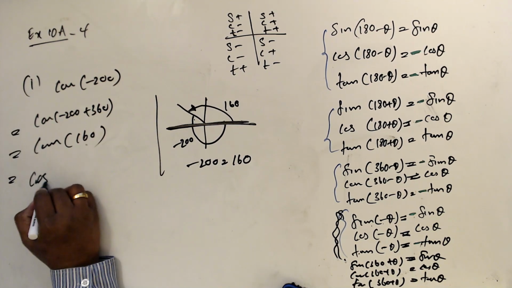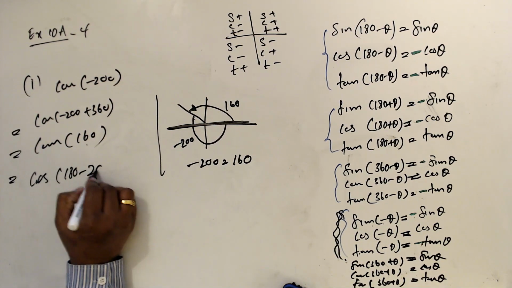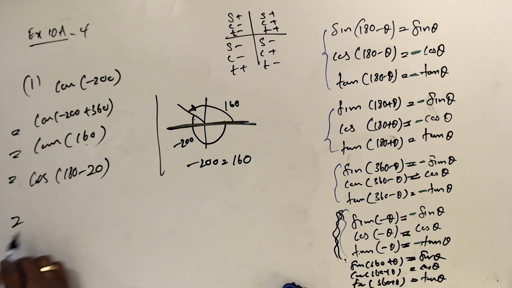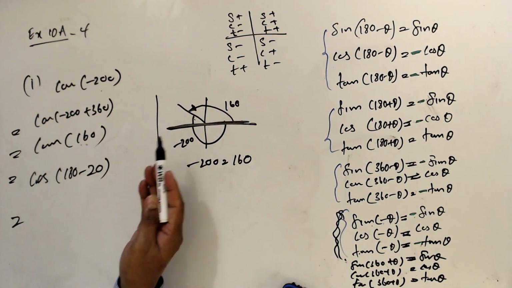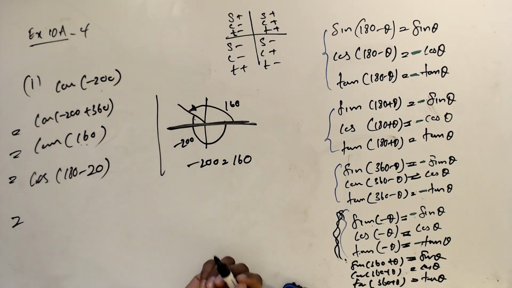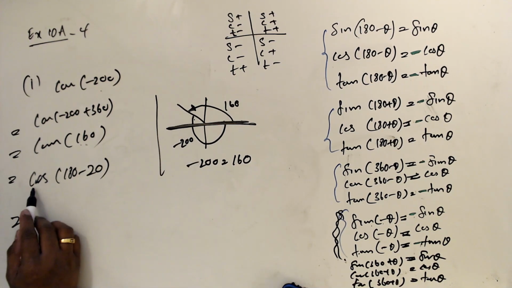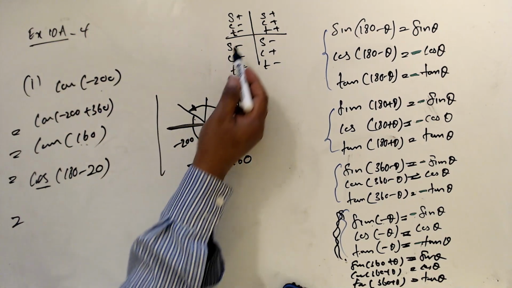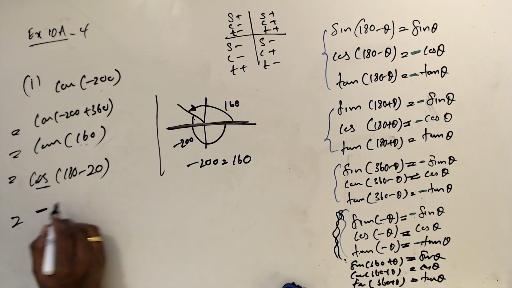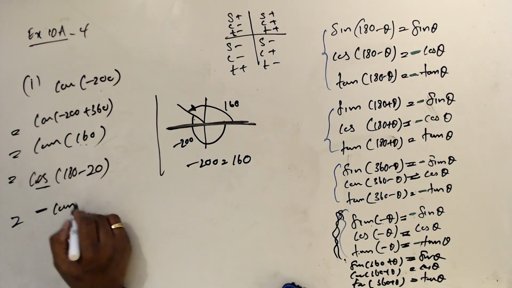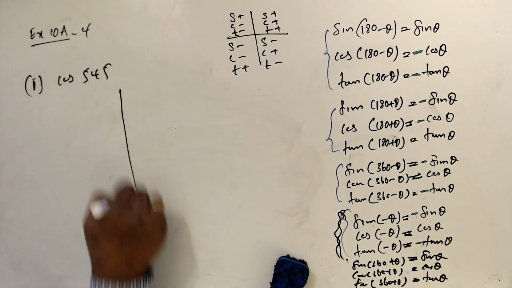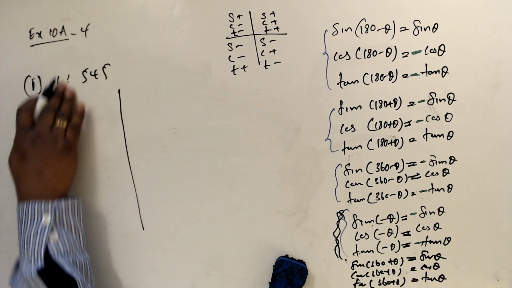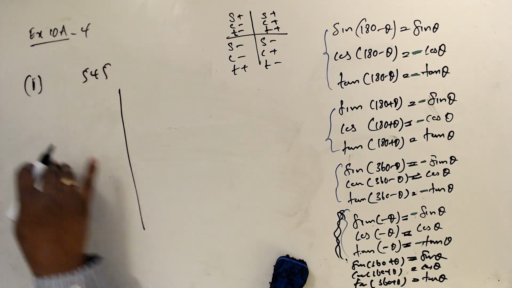Equal cos 180 minus 20. Now this angle, 200 to 160, both are in the same quadrant. Which quadrant? Second quadrant. In the second quadrant, cos value is negative, and then we simply write cos 20. Next, cos 545. Okay, we'll study about 545.